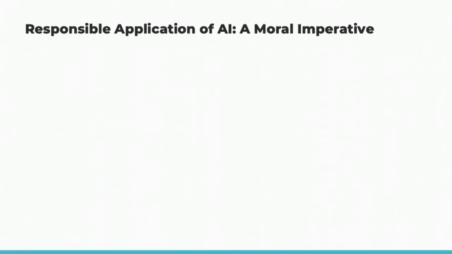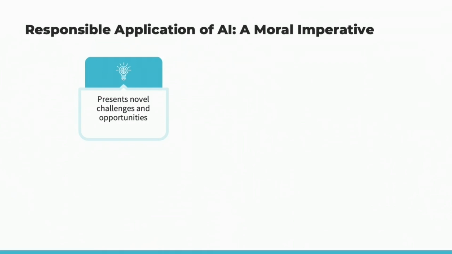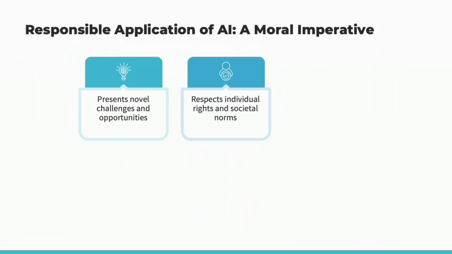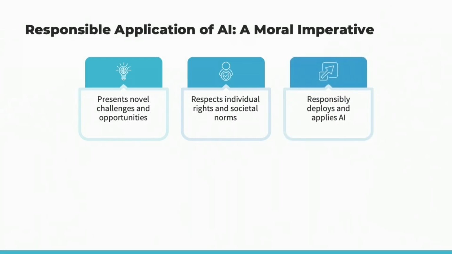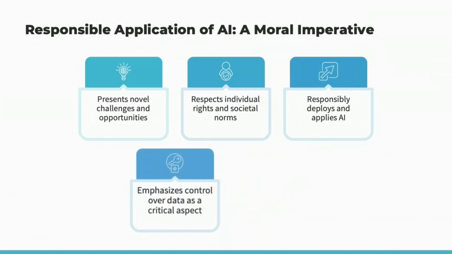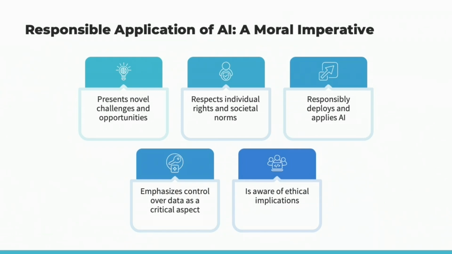The deployment of large language models and generative AI presents novel challenges and opportunities. The responsibility lies in ensuring that these powerful technologies are used in ways that respect individual rights and societal norms. Legal and compliance considerations involve the responsible application of AI, emphasizing control over data as a critical aspect. This means developers must be cognizant of the ethical implications of their work, ensuring that AI applications do not inadvertently perpetuate biases, infringe on privacy, or contravene ethical standards.